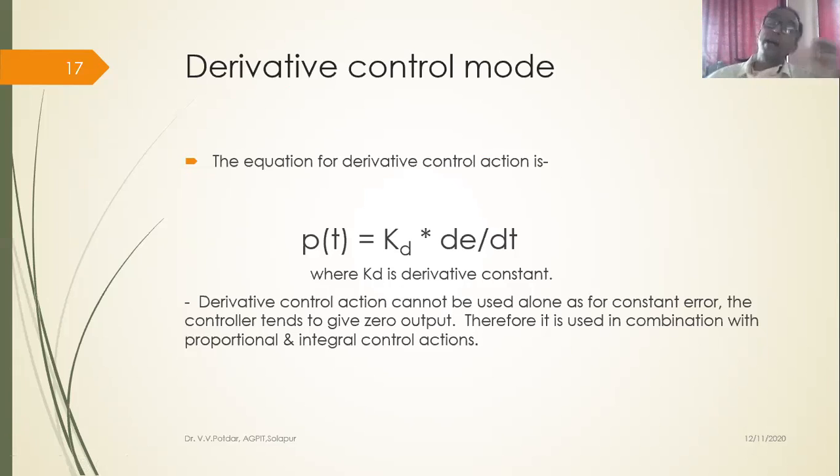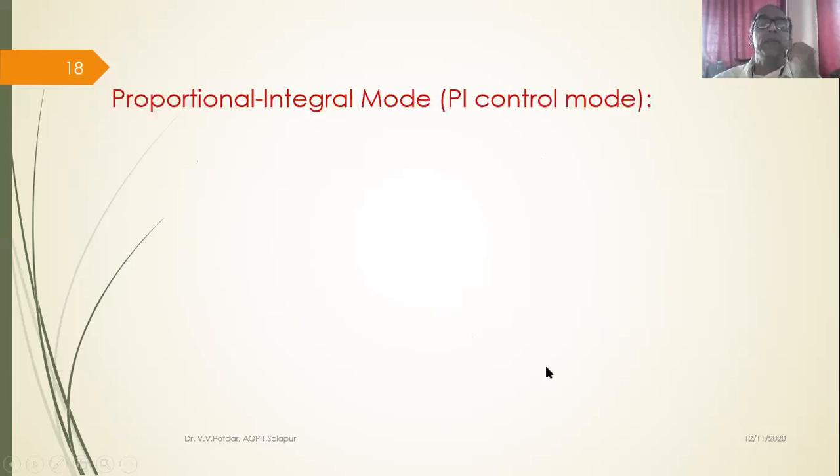You can have a proportional controller standing alone. You can have an integral controller standing alone, but you cannot have a derivative controller standing alone because of this drawback. For constant error or zero error, the controller tends to give zero output. Therefore, it is used in combination with proportional and integral control actions. So this is the typicality of derivative control mode.